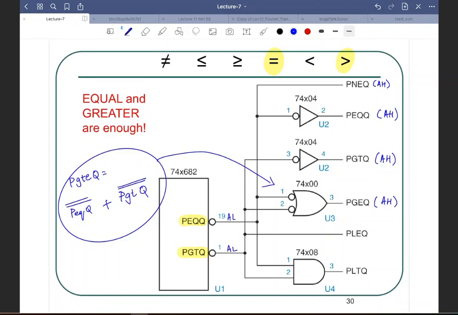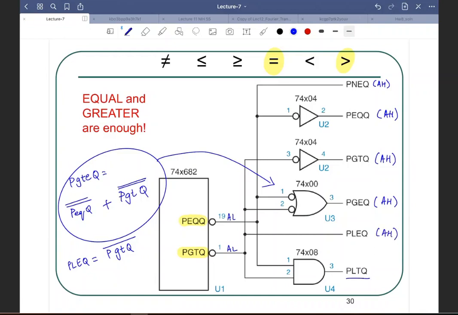P less than or equal. Well, for P less than or equal, you can just take P greater than and flip it, you get P less than or equal, right? P less than or equal to Q equals the complement of P greater than Q. That's it. And again, active high.